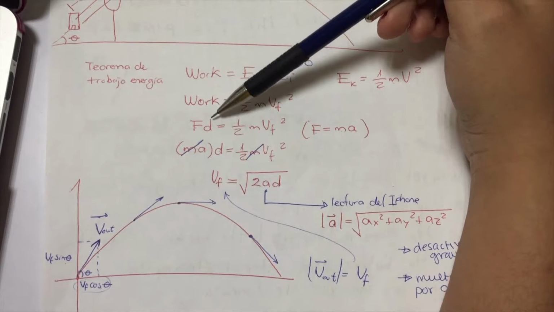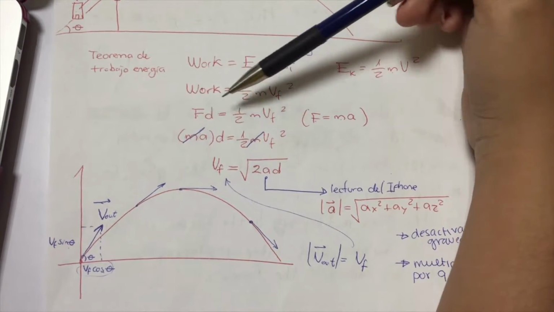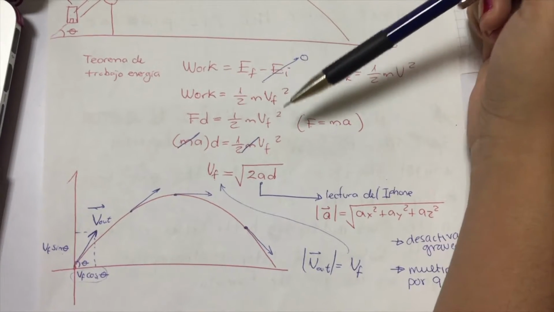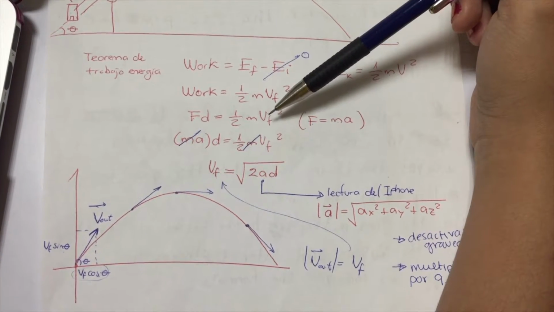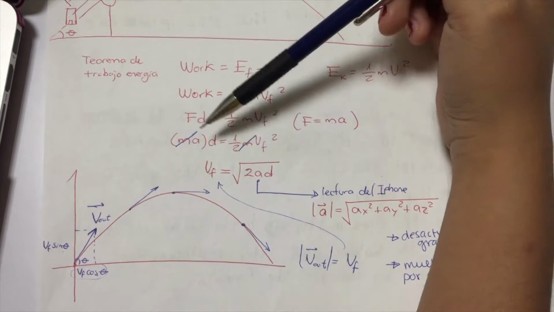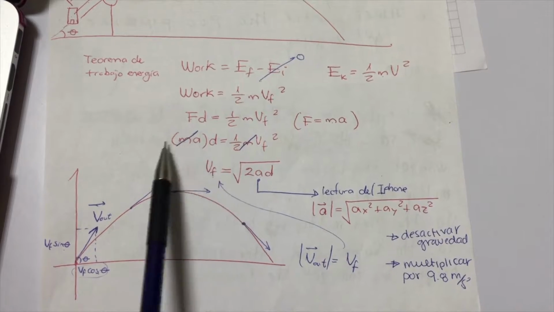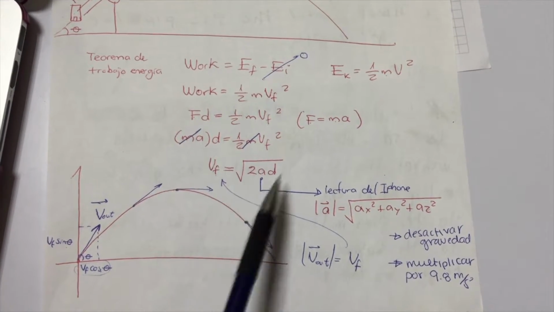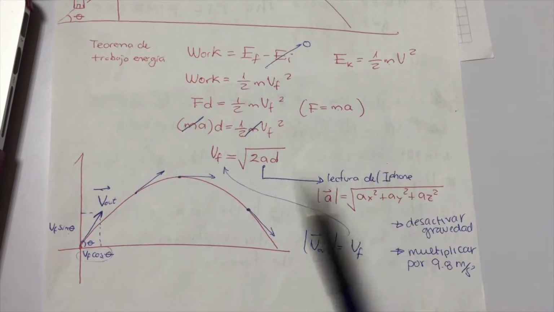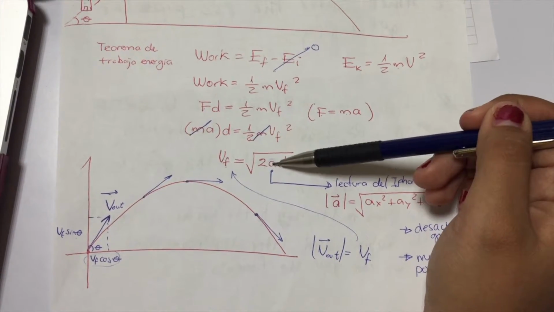And then we substitute that work is force multiplied by distance, equal to 1/2 mass multiplied by the final velocity squared. Then we eliminate these masses, and we only have this one, but we still don't know how much the acceleration is.